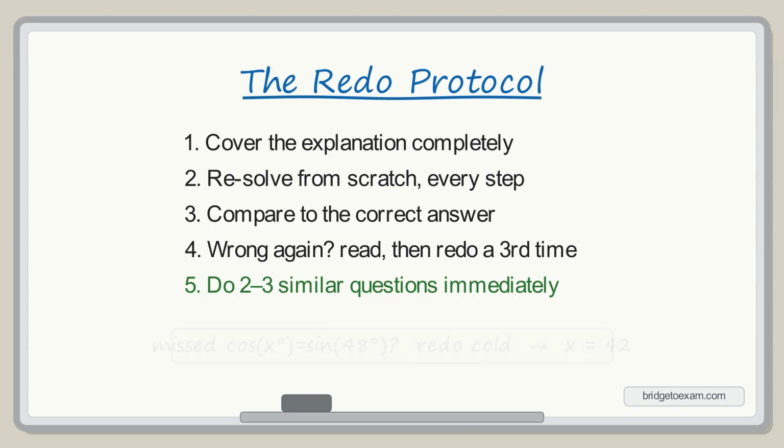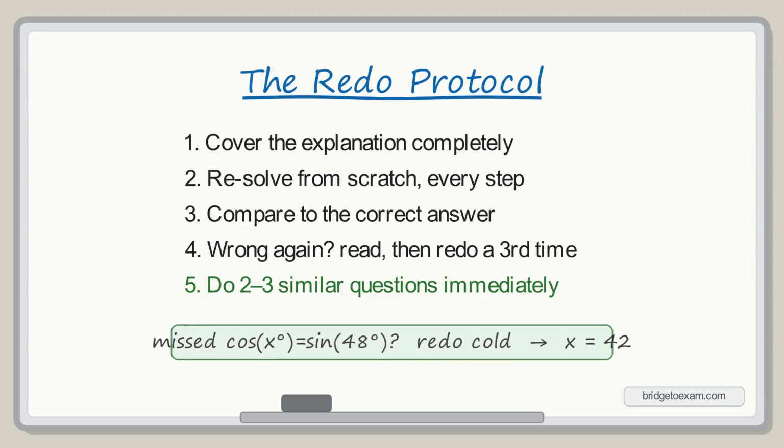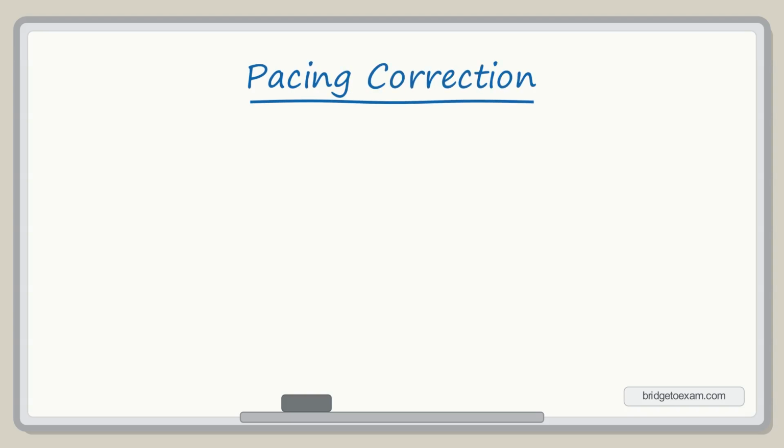For example, if you missed cosine x equals sine 48, redo it cold using the complementary identity, and you'll land on x equals 42. If pacing is your issue, give yourself a budget. The average is about 1 minute 35 seconds per question, but spend it unevenly.